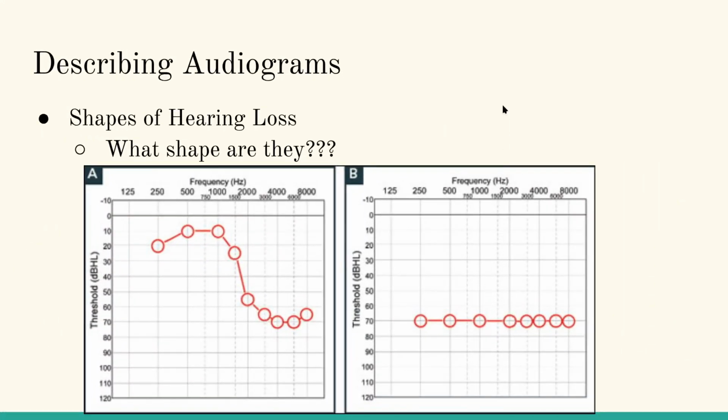So what shapes are these here? We'd probably call the one on the left side a high frequency loss, because we have normal hearing in the lows and it slopes down in the high frequencies. But you wouldn't be counted off if you called that a sloping audiogram. That would be okay too, but probably a high frequency loss. And then on the right side here, you'd probably call that a flat audiogram. You'd have to call that a flat audiogram. That's the definition of a flat audiogram.